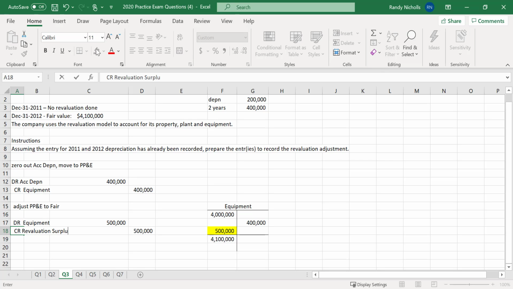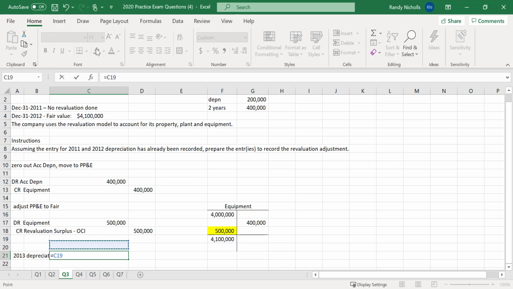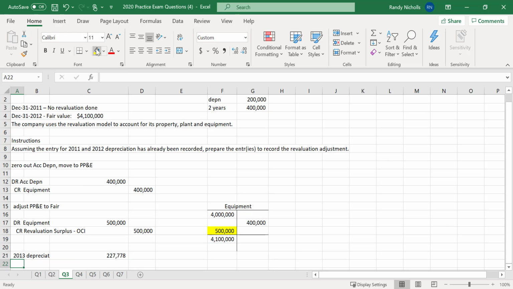And please get this account title. That I'm going to be pretty sticky on. It's a weird account. Okay, that's it. The other thing we might occasionally ask in these questions, and I didn't here, is how much depreciation to record in 2013. So if I was asked that, well, it's going to be the 4.1 million divided by how many years of life I have left, which is 18, right? I had a 20-year asset 2 years ago, so it's going to be 227. Good.